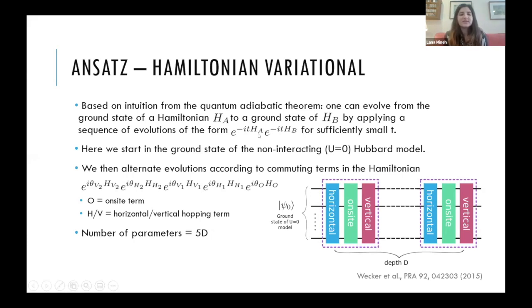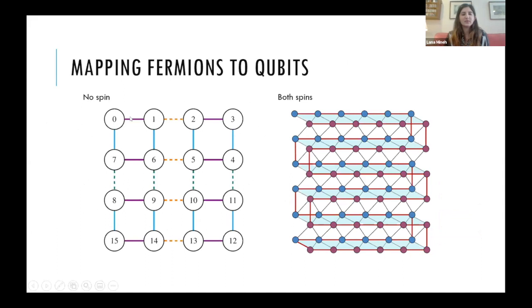In our case, we start in the ground state of the non-interacting, so U = 0, Hubbard model. We can prepare this ground state because it's a quadratic Hamiltonian, so the ground state can be prepared efficiently on a quantum computer. Then, instead of alternating evolutions according to the full Hamiltonian, we alternate evolutions according to commuting terms in the Hamiltonian. These are the on-site terms and two sets of horizontal and two sets of vertical. If I go back to this slide, this is what all the different colors represent, the commuting terms.